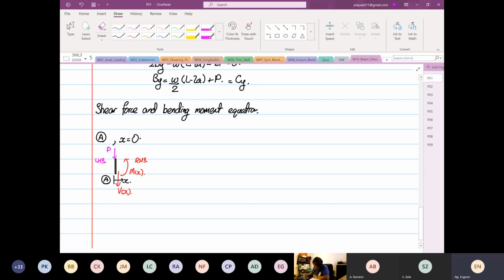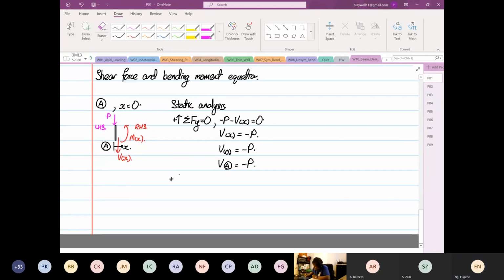Okay, so we are going to carry out static analysis. Positive is going up. Summation of forces in the y direction is equal to 0. So you have minus P, minus V as a function of x is equal to 0. So V as a function of x is equal to minus P. When x is equal to 0, V is equal to minus P. So we know at point A, V at x equal to 0 is equal to minus P. Or you can call this the shear force at point A, which is minus P.